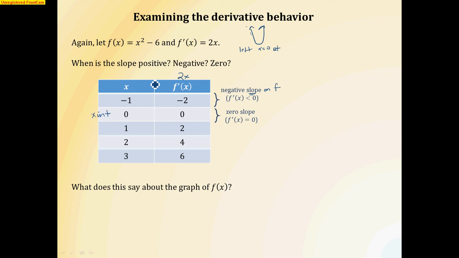The x-intercept of 2x is a minimum on f. To the right of the x-intercept on f prime, f has positive slopes. F prime greater than 0, f prime less than 0 talks to me about the slopes on x squared minus x.